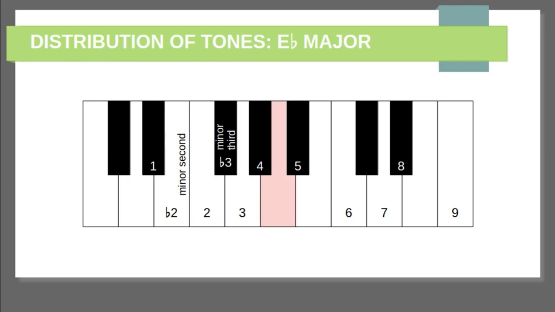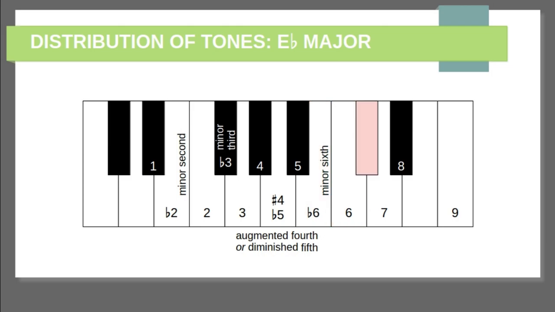The note between the fourth and the fifth is either called an augmented fourth or a diminished fifth. Between the fifth and the sixth is called a minor sixth. Finally, the note between a sixth and a seventh is called a minor seventh.